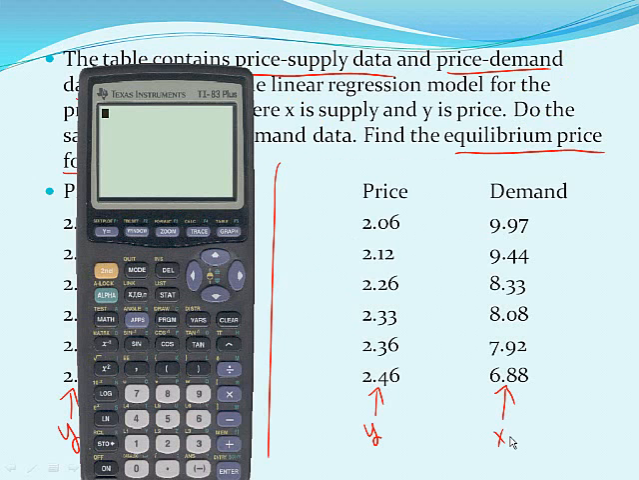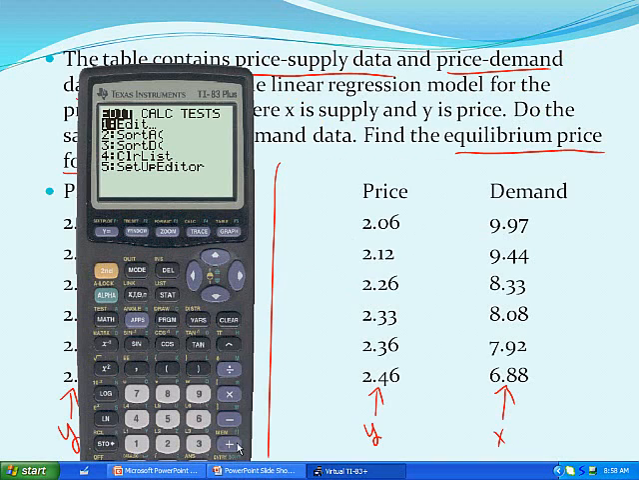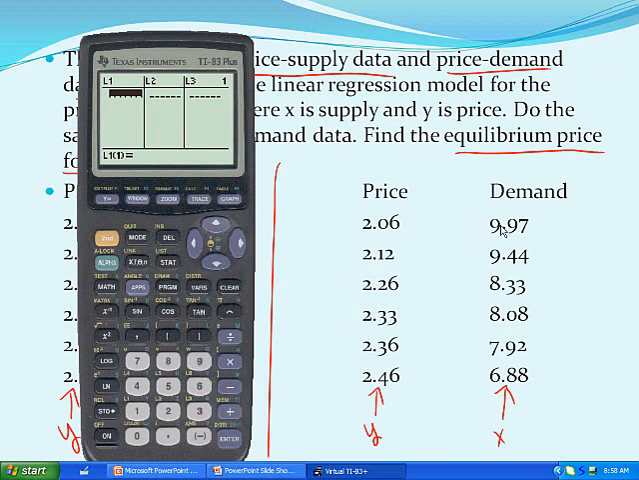We are going to calculate the linear regression for the demand. So again, press stat key, go to the editor. X values will be the demand values, which is 9.97, 9.44 and so on. In the L2 column, we are going to put the price values, 2.06, 2.12.